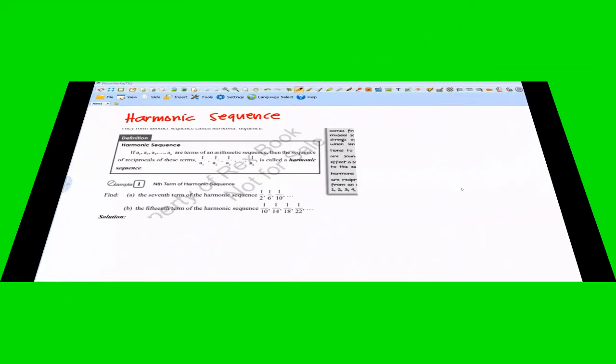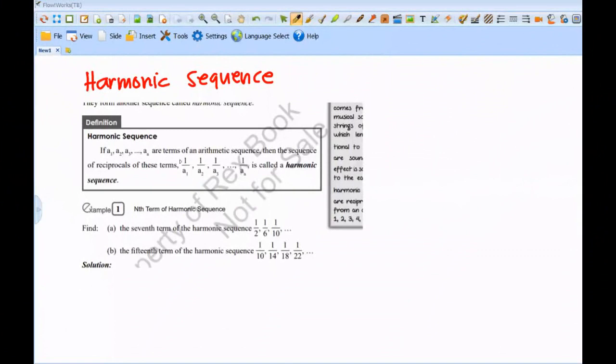Okay, harmonic sequence. So we have 1 over a sub 1, 1 over a sub 2, 1 over a sub 3, which is called a harmonic sequence. Let's try number 1. We need to find the 7th term of the harmonic sequence. So disregard this numerator. We will start with the denominators 2, 6, and 10.